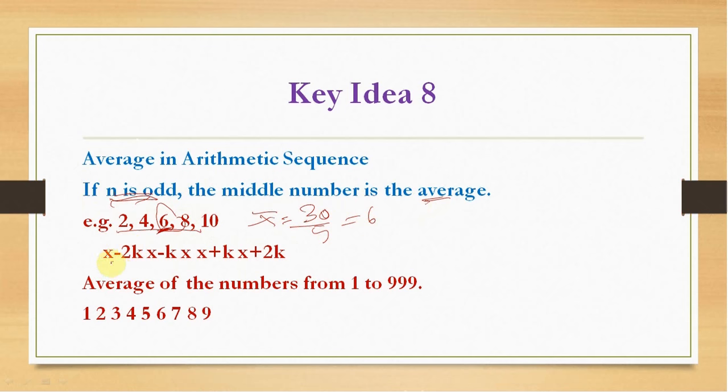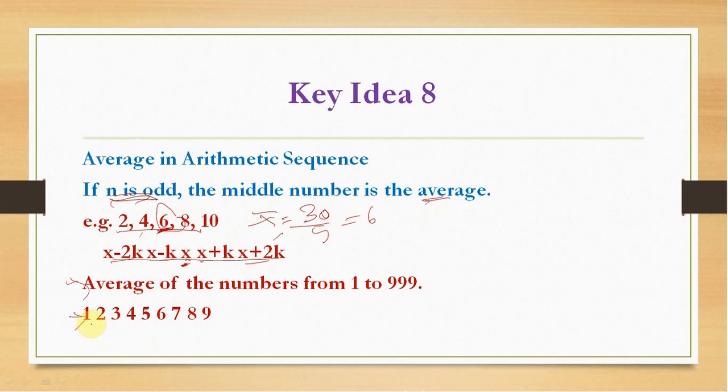Now we can consider this general series with 5 observations. The difference between the terms is k. If we find the average, the 2k will cancel with 2k, k will cancel with k, and the sum will be 5x divided by 5, which is x, the middle observation. So this idea can be used to calculate the average in questions like this.